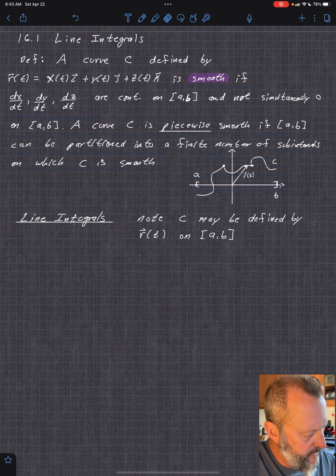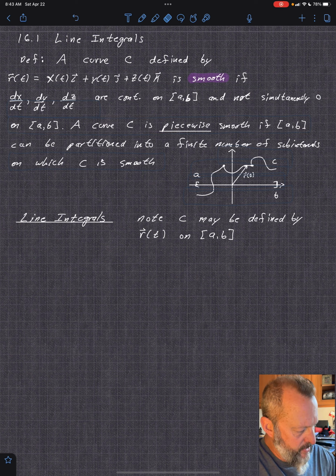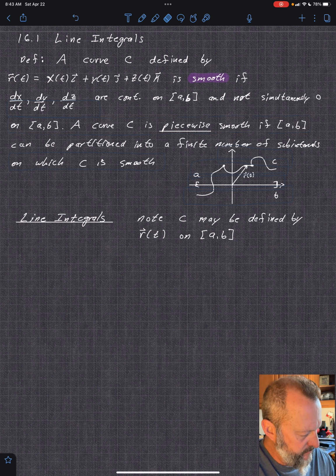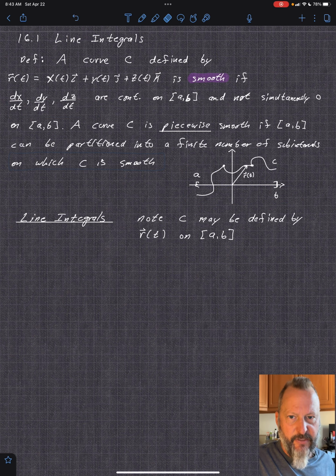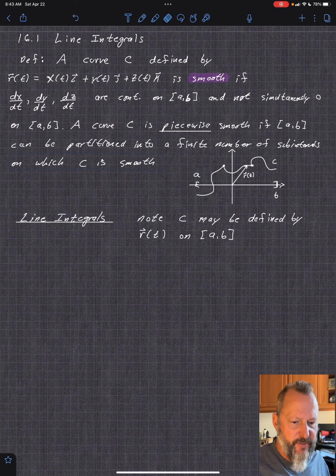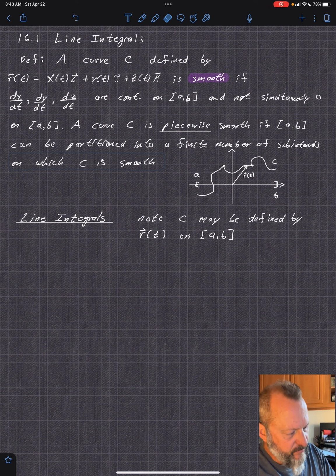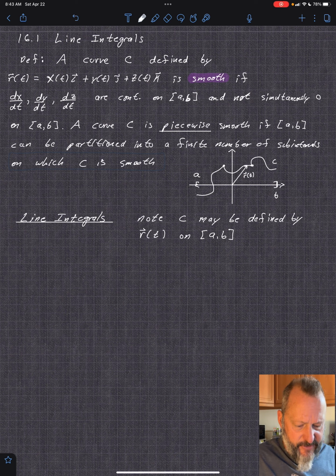Erase some of that cover up. We'll try to not cover up stuff like that all the time, but definitions take a while to write out sometimes, so you can try to do that on your own. Okay, let's look at a line integral and what this means.